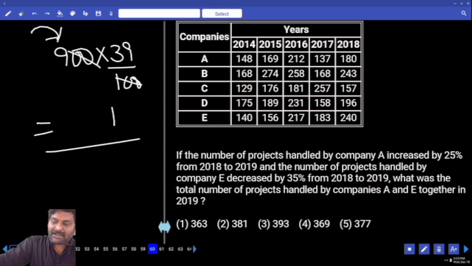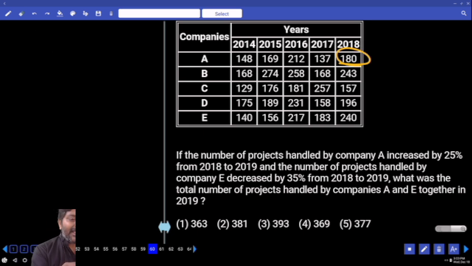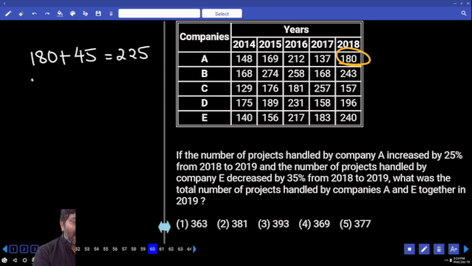The number of projects handled by company A increased by 28% from 2018 to 2019. The number of projects handled by E decreased by 35% from 2018 to 19. What was the total number of projects handled by A, E together in 2019? Okay. A we already have 180 and that increases by 25%, which is 1/4, or half and half. Half is 90. Again half is 45. Now it becomes 225.